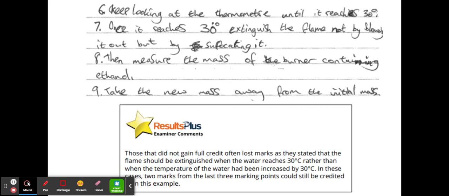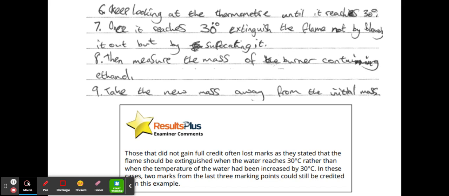So keep looking at the thermometer until it reaches 30 degrees C. Once it reaches 30 degrees, extinguish the flame, not by blowing it out, but by suffocating it. 8. Measure the mass of the burner containing ethanol. Take the new mass away from the initial mass.